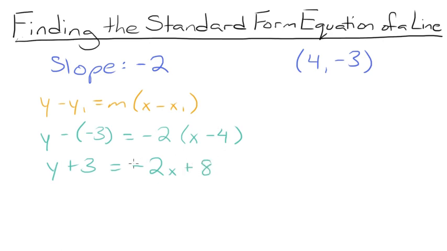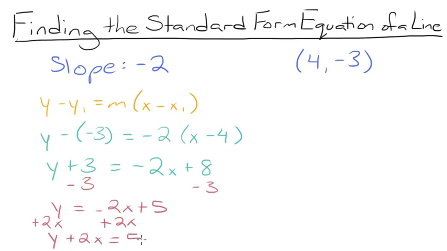Then we're going to subtract 3 from both sides of the equation and add 2x to both sides of the equation to get the variable terms on the left side and the constants on the right side. So again, we're going to subtract 3 from both sides. That'll give us y equals negative 2x plus 5. And we're going to add 2x to both sides. That gives us y plus 2x equals 5.